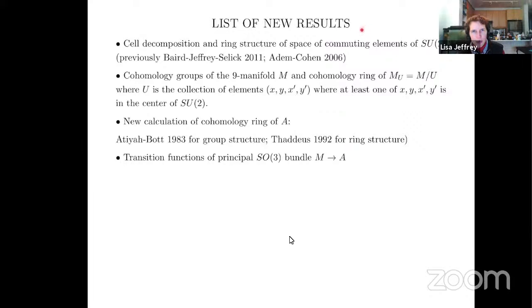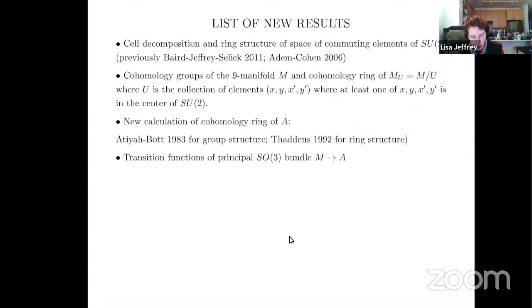One is the cell decomposition and ring structure of the space of commuting two-tuples of elements of SU2. This was previously studied by myself together with Paul Selick and Tom Baird, and independently by Adem and Cohen. Also, the cohomology groups of the manifold M and the cohomology ring of its quotient, where you collapse the subspace where at least one of the elements is in the center of SU2. The center is plus or minus the identity.